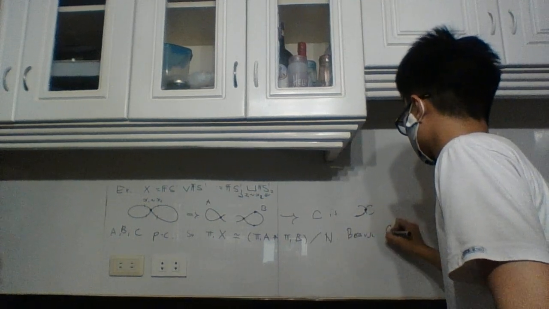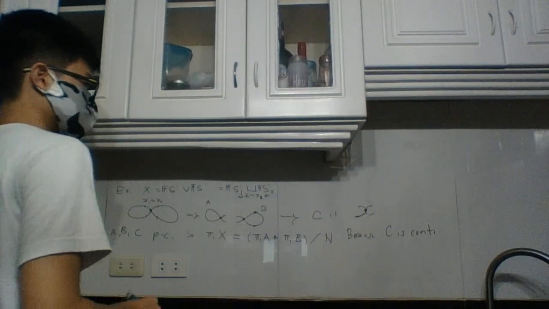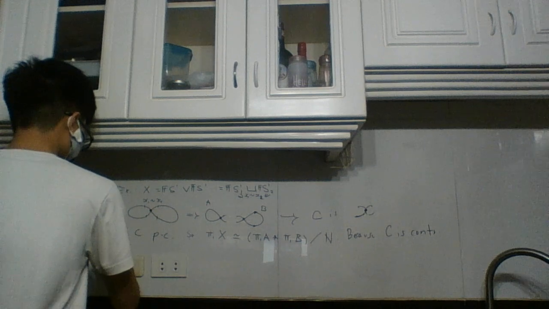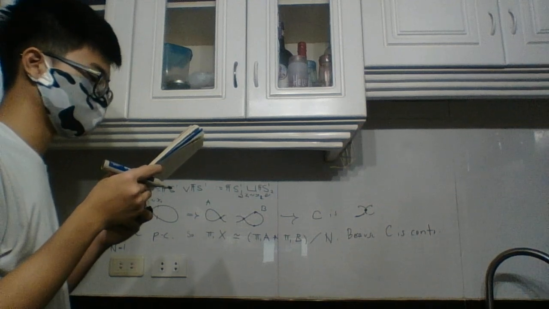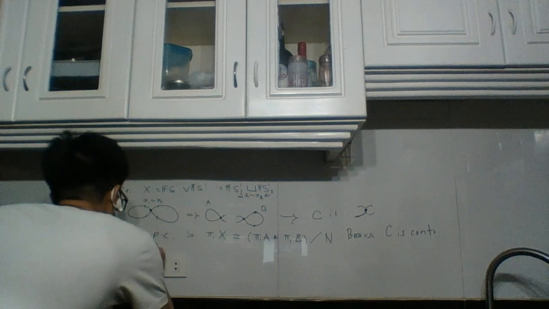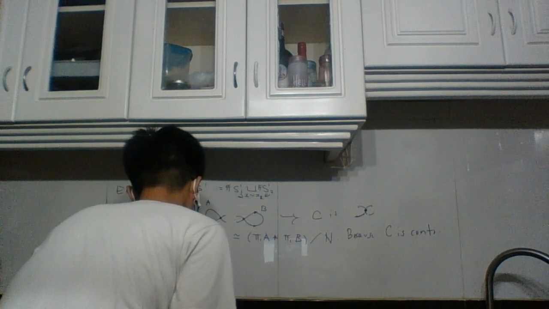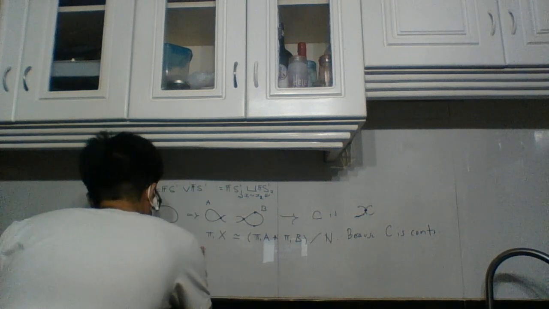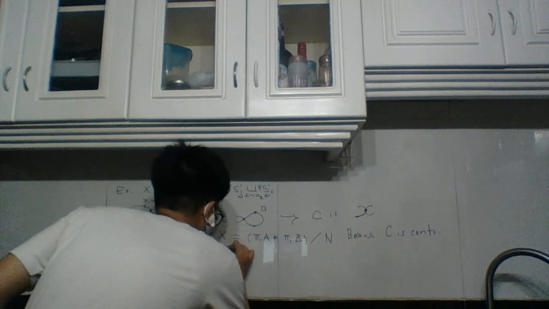Because C is contractible to this point inside it, N is equal to 1. So we're just modding out 1. Not really taking out, but modding out 1. Hence, pi1 of X is isomorphic to Z2.